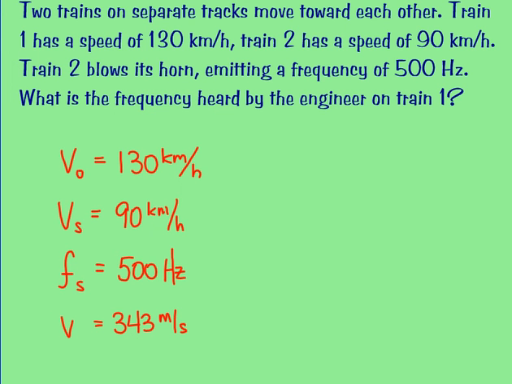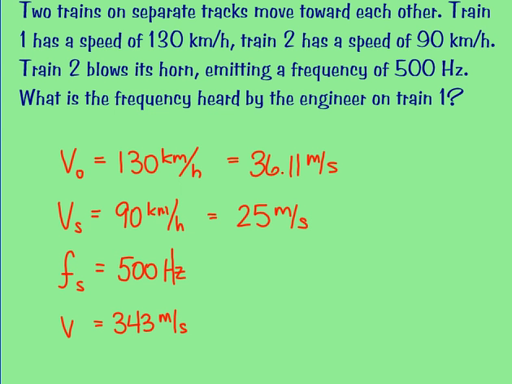Now here's the thing, all my units don't match. Hertz, I know, is 1 over seconds, and the speed of sound is meters per second. But my other two things are in kilometers per hour, so I need to convert those. 130 kilometers per hour is the same thing as 36.11 meters per second. And 90 kilometers per hour is the same thing as 25 meters per second. Now that all my units match, I can plug into my equation.